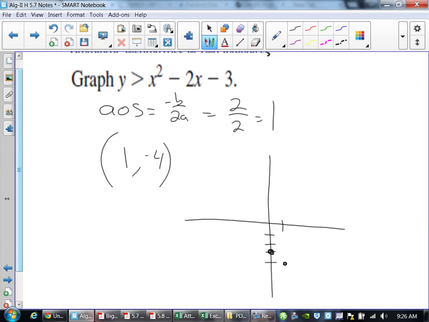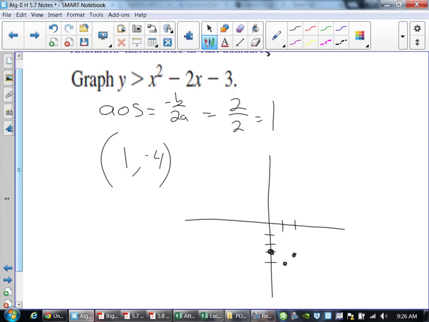Which means at 2 it is also negative 3. Okay. We're just starting here. Let's try and do 2 points. So let's pick another one. Do you want to pick 3 or do you want to pick negative 1? I would pick 3. You know why? Because it's positive and you guys really aren't that good at negative numbers. No offense.